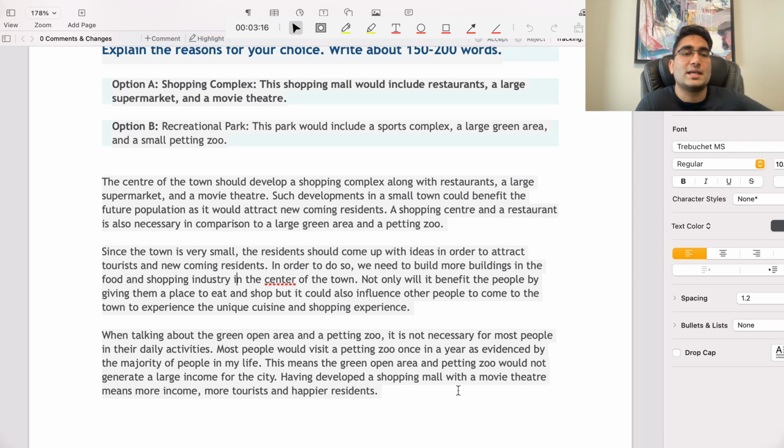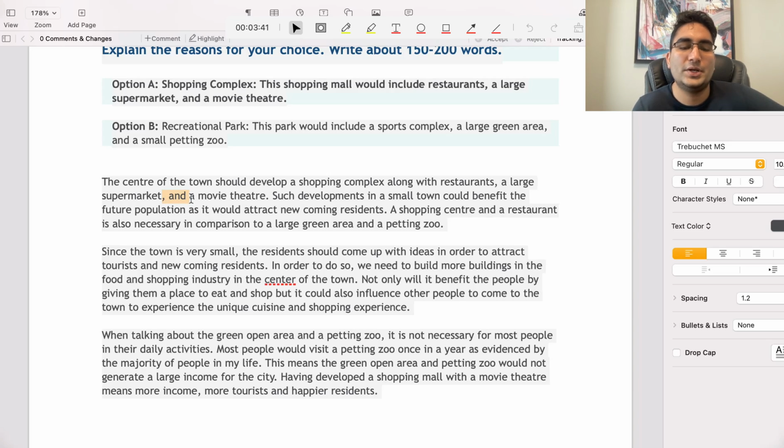That's important. Anywho, before we look at the word count, let's have a look at how the paragraph is starting. This is the very first paragraph: The center of the town should develop a shopping complex. Okay, let's go through a grammar check for all of this. The center of the town should develop a shopping complex along with restaurants, a large supermarket, and a movie theater. Very good grammar. This is smart.